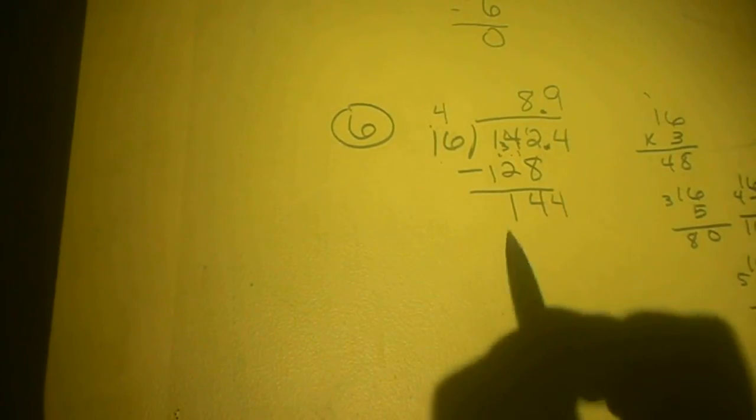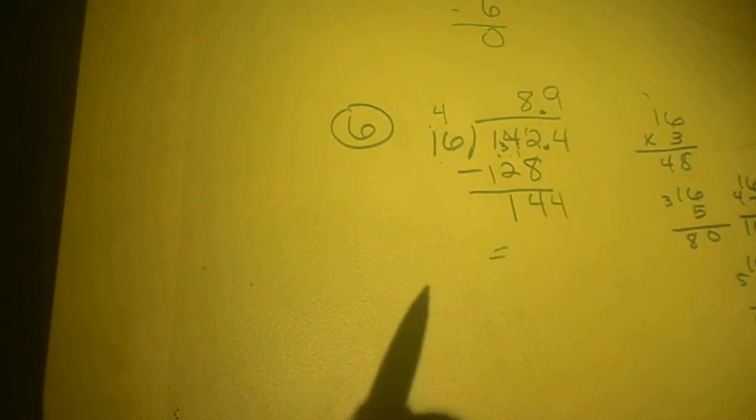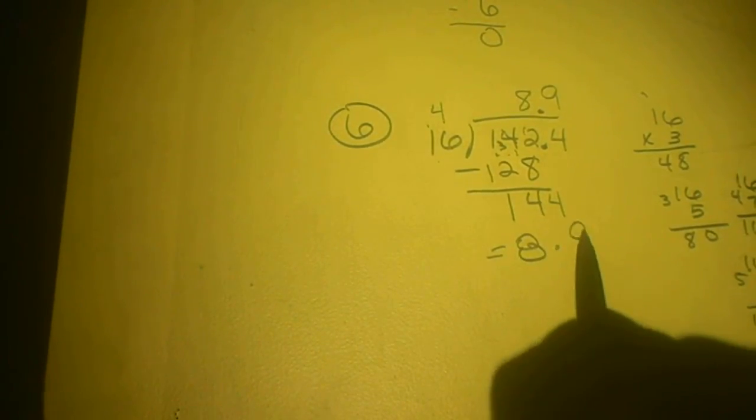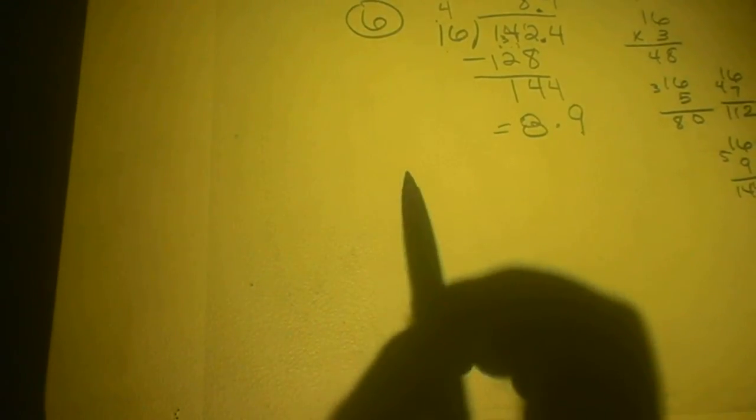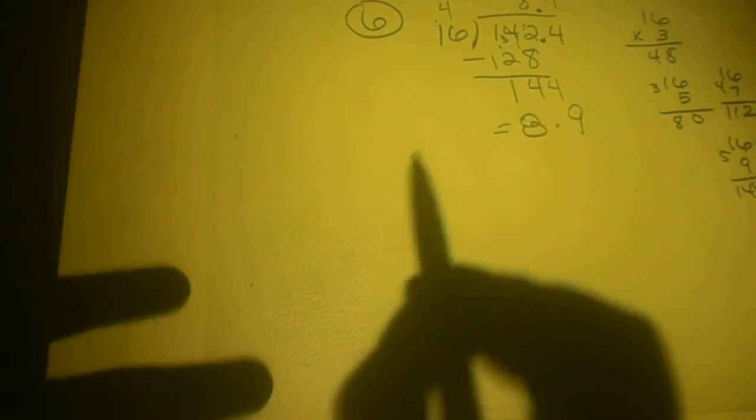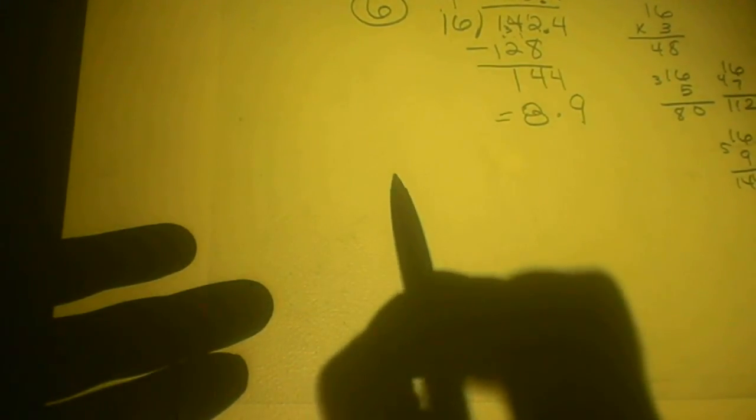I'm going to just look for my decimal and bring it straight up. So my solution is equal to 8.9. That's the solution for number 6. We'll go ahead and do one more, because these are pretty straightforward. It's when you start getting decimals on the outside that you need to start figuring things out. So let's do number 16 on 4-3.